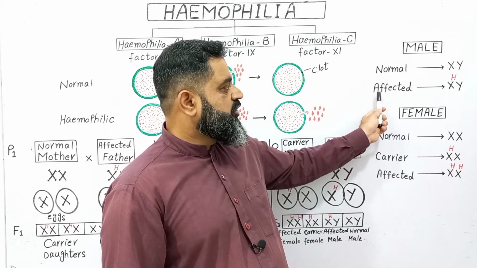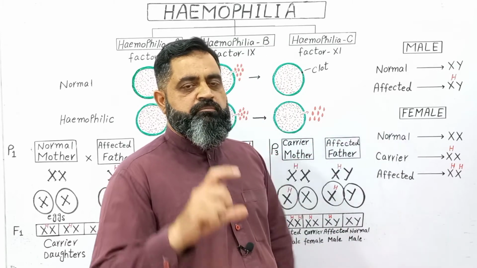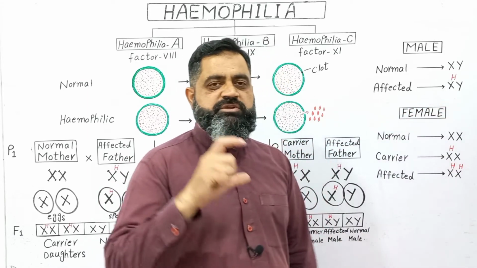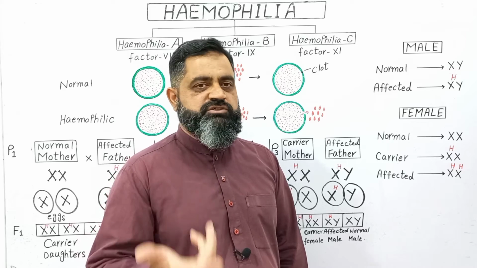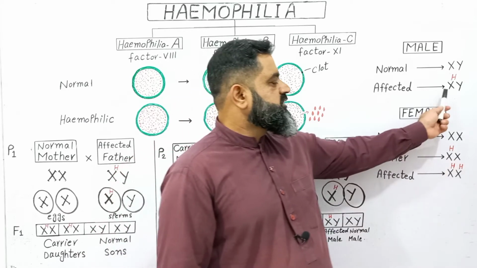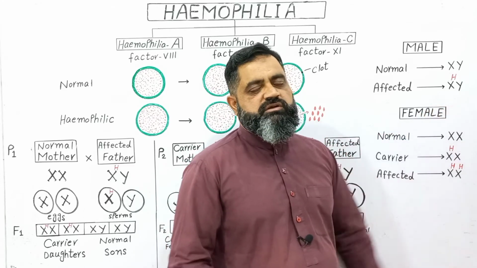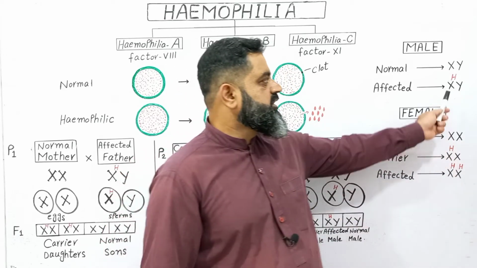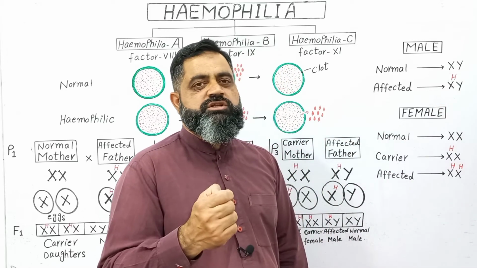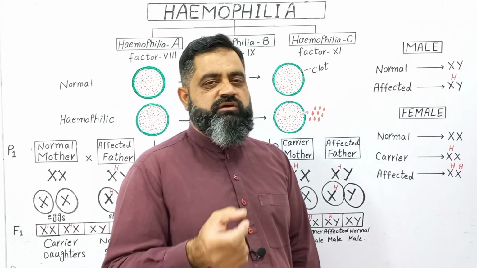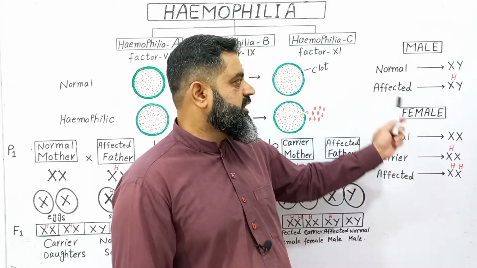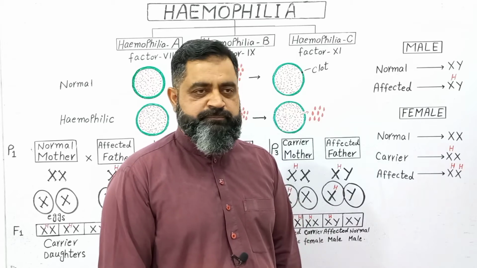But an affected or hemophilic male will have the H gene, which I have represented with the letter H, present on the X chromosome, and it is responsible for this disease. Because its counterpart is not present on the Y chromosome, Y will be inert. So only a single gene of hemophilia, if present on the X chromosome, the person will become affected and will suffer from hemophilia.